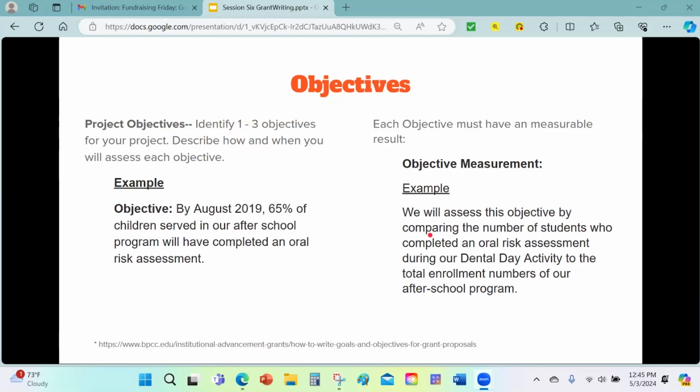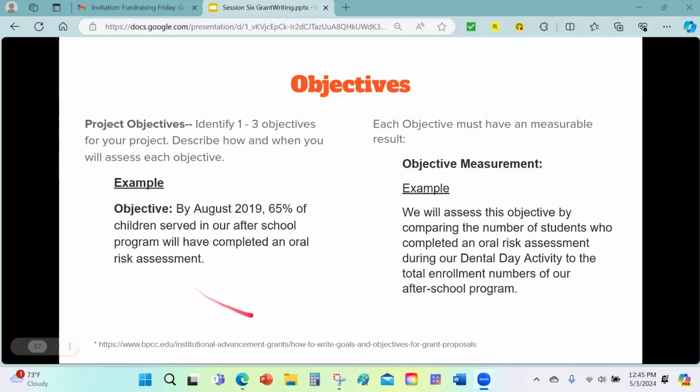Don't use more than 3. That's just my personal guideline, because you have to measure these objectives. You can have more if you have a very complex multi-year project, but in general, I think people overstate and overpromise in objectives, and that's something we don't want to do here, right? So we want to describe how and when not only we will complete the objective, but how we will assess that we completed it, right?